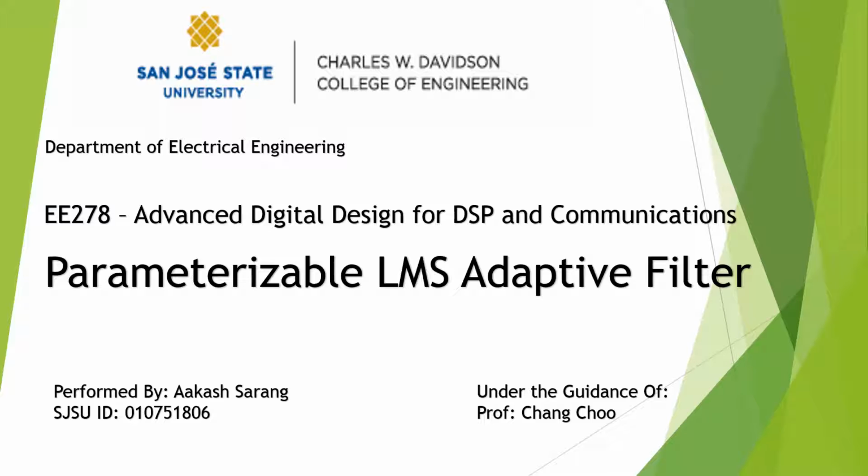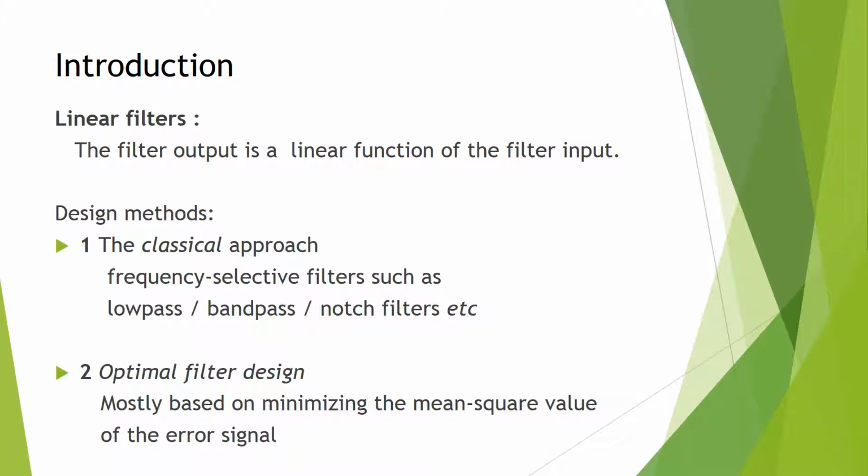So here we go. First of all, there are basic linear filters, which are classified by the relationship of an input and output, which is a linear function. There are two types of design method: classical and optimal filter design. The classical approach is generally used for low pass, band pass, and notch filters, and optimal filter design is used mostly for minimizing the square value of the error signal.